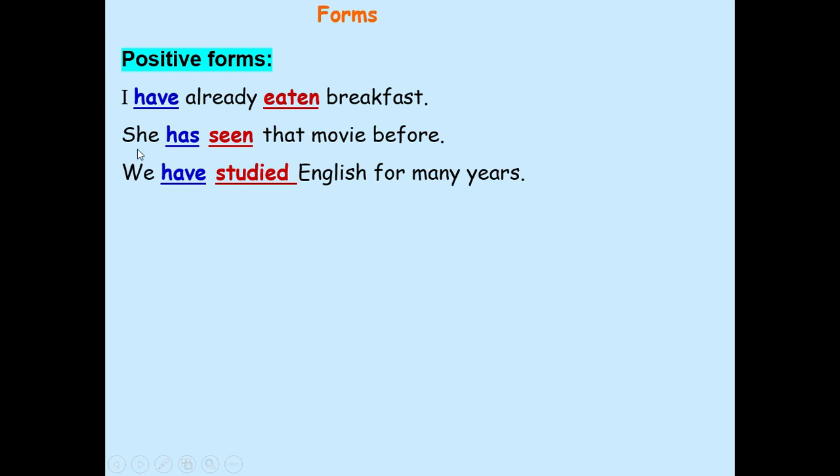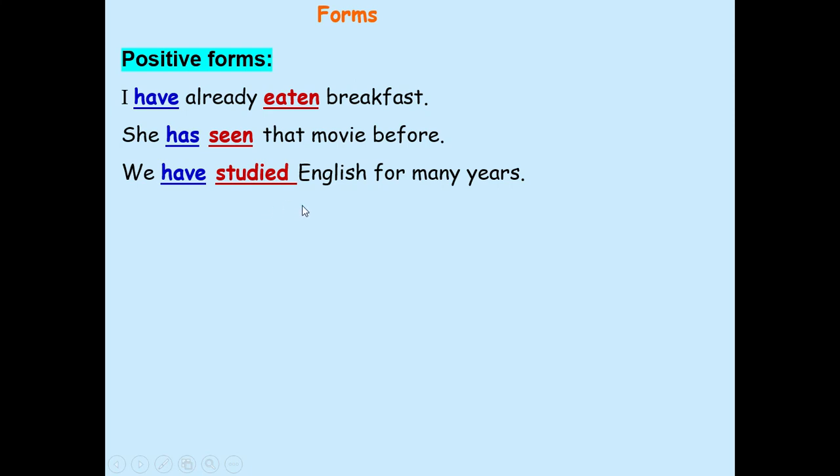Okay? And the second example, she has. She is the singular subject, and then we need to use has. Seen is conjugated from the verb see. And the last one, we. We is the plural subject, and we need to use have. And studied is conjugated from the verb study.